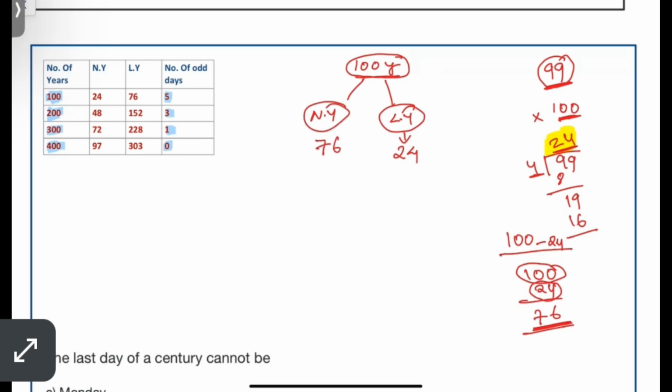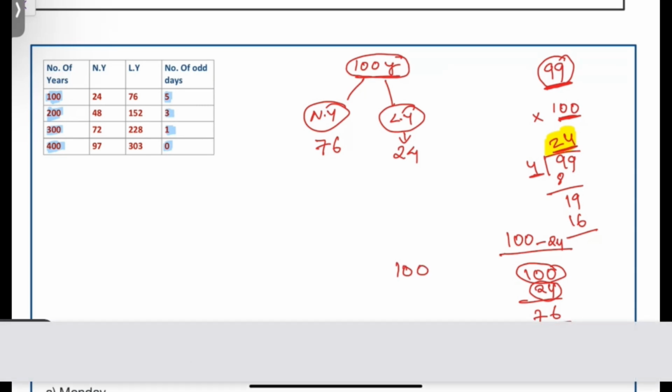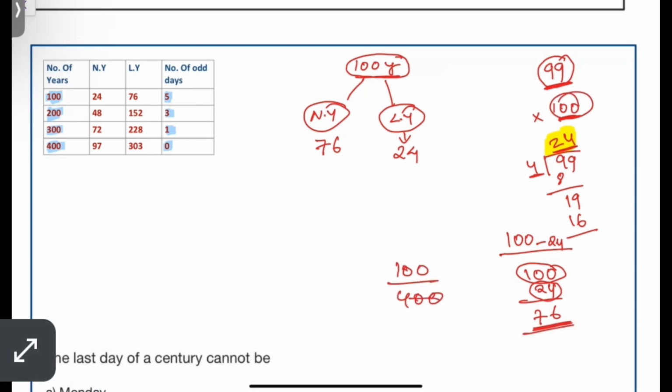Oh, I forgot to tell you one thing here. This 100 is not a leap year. Why? Because you divide and check. This is a century year, so I need to check it by 400. 0, 0 cancel. 1 will not be divisible by 4. So 100 is not a leap year.